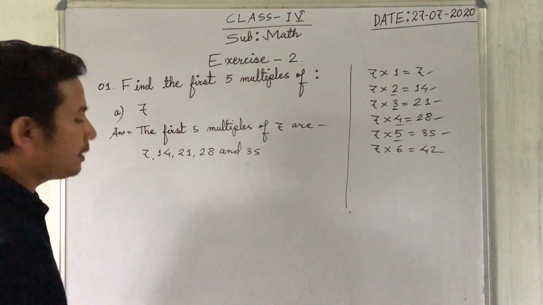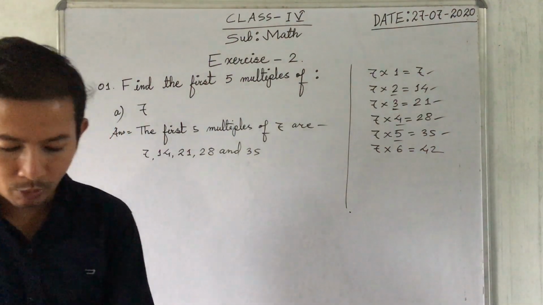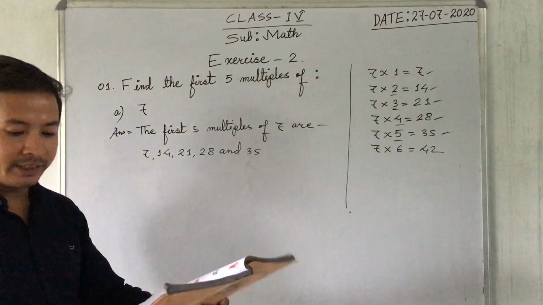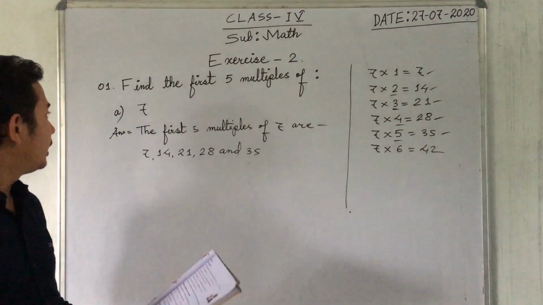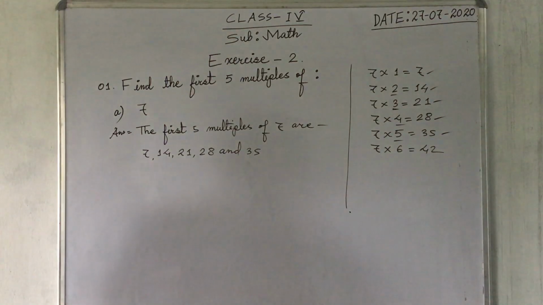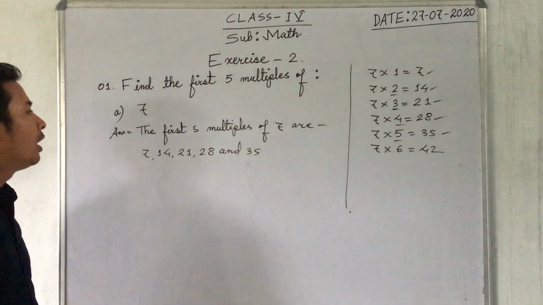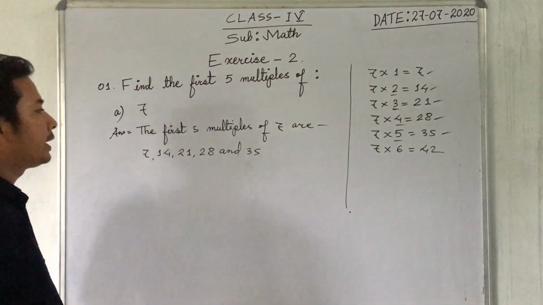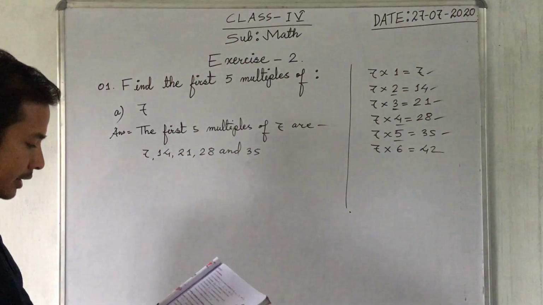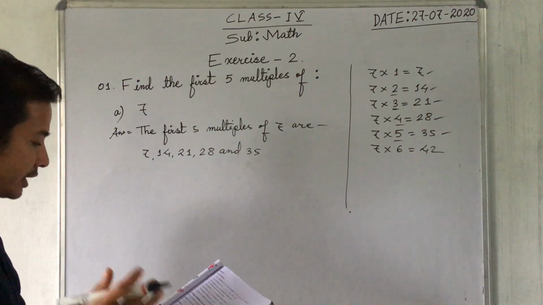Understood? It's very easy. There are many questions in question number 1, up to G. And I have done number A. In number A, we found the first 5 multiples of 7, which are 7, 14, 21, 28 and 35.